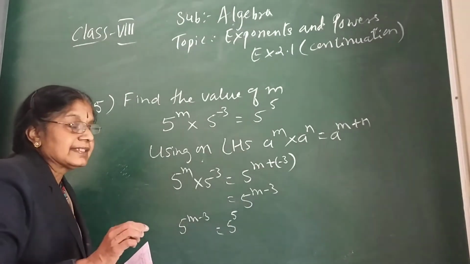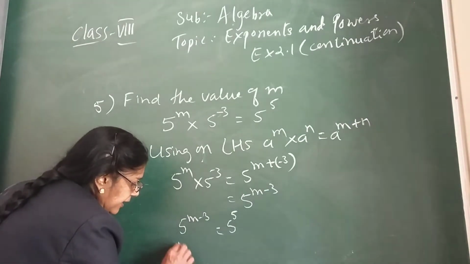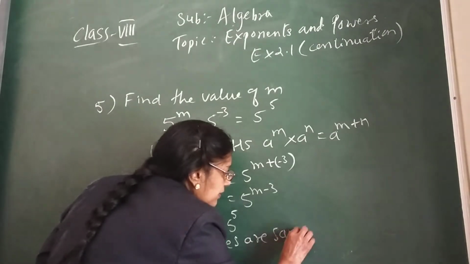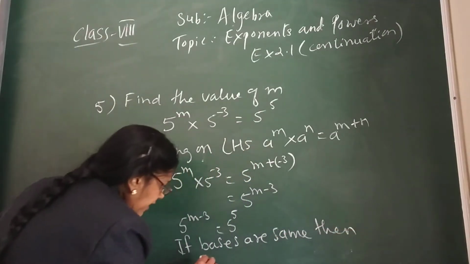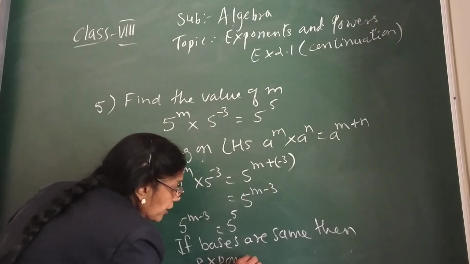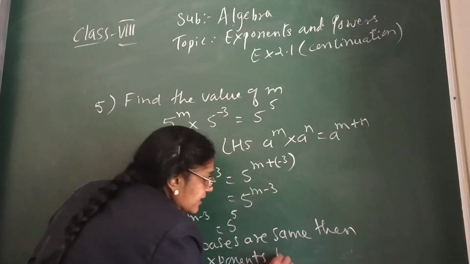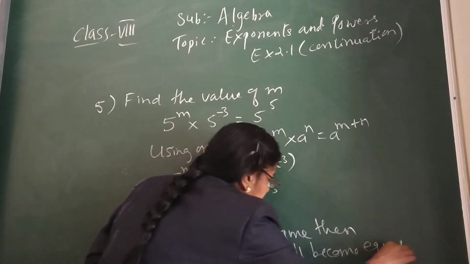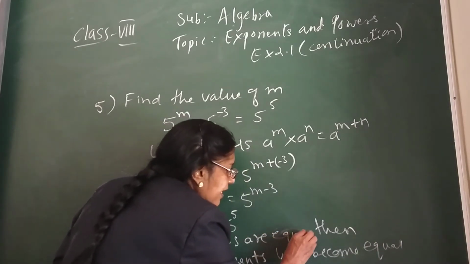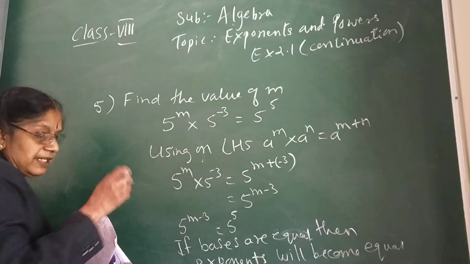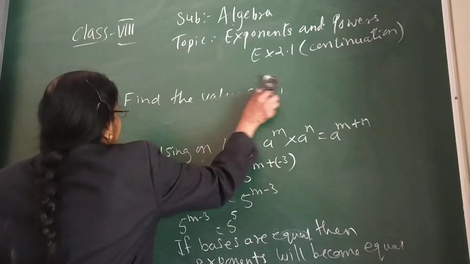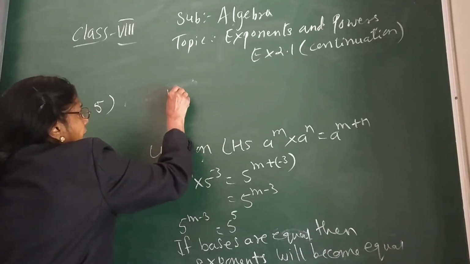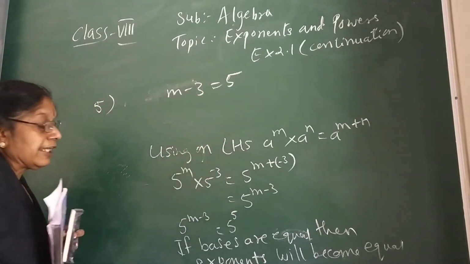In indices or in exponents, there is a rule: if bases are the same, then exponents become the same. Very important rule. If bases are equal, then exponents will also become equal. That means, what shall I take now? I can take m minus 3 is equal to 5. I will take only the exponent.